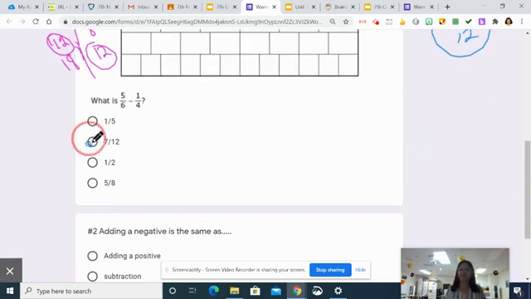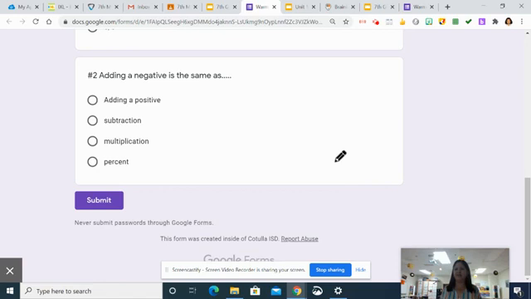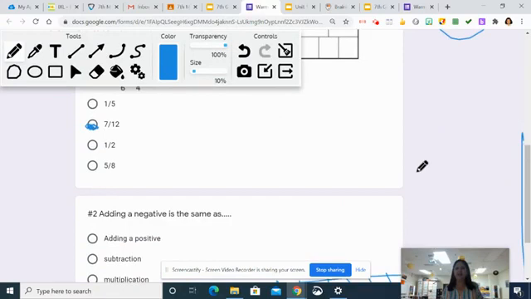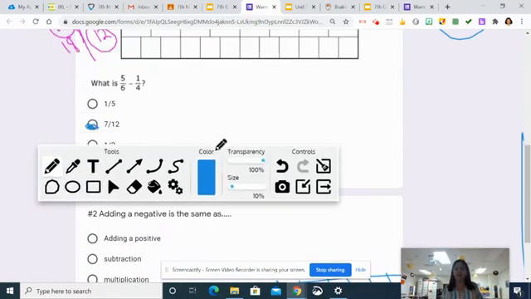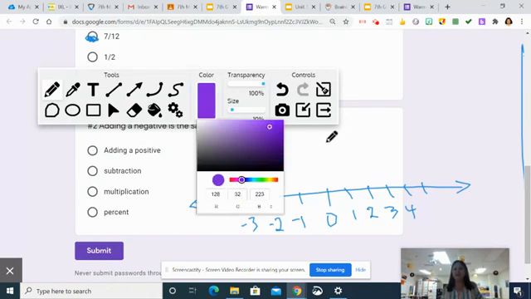The next question on this warm-up is adding a negative is the same as. So yesterday we talked about, we had a number line and we talked about directions. What direction do you go when you're adding? What direction do you go when you're subtracting? And what direction do you go when you're adding the opposites? If we are adding, which direction are we going to go?